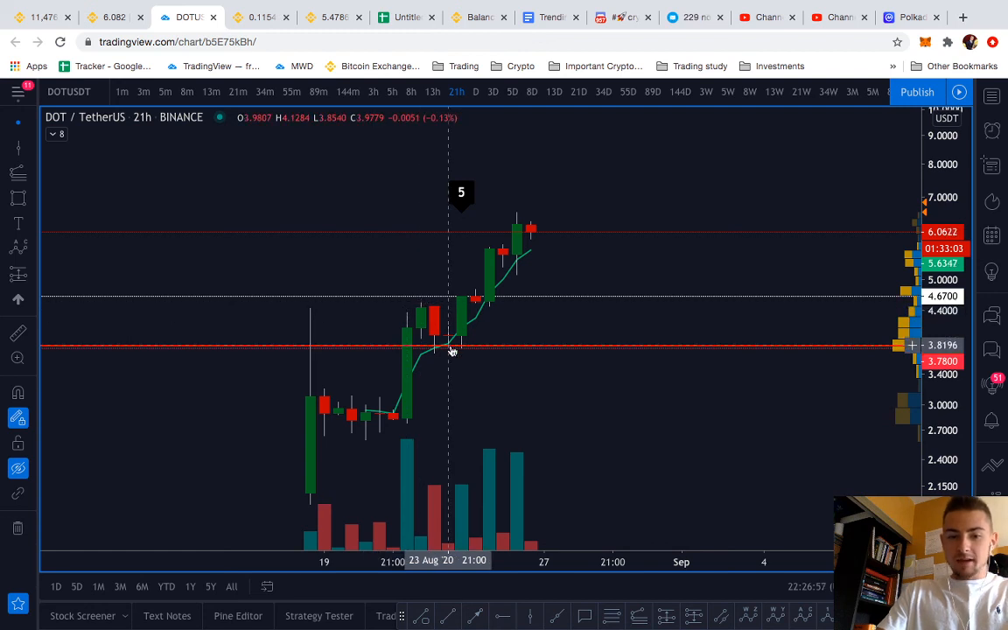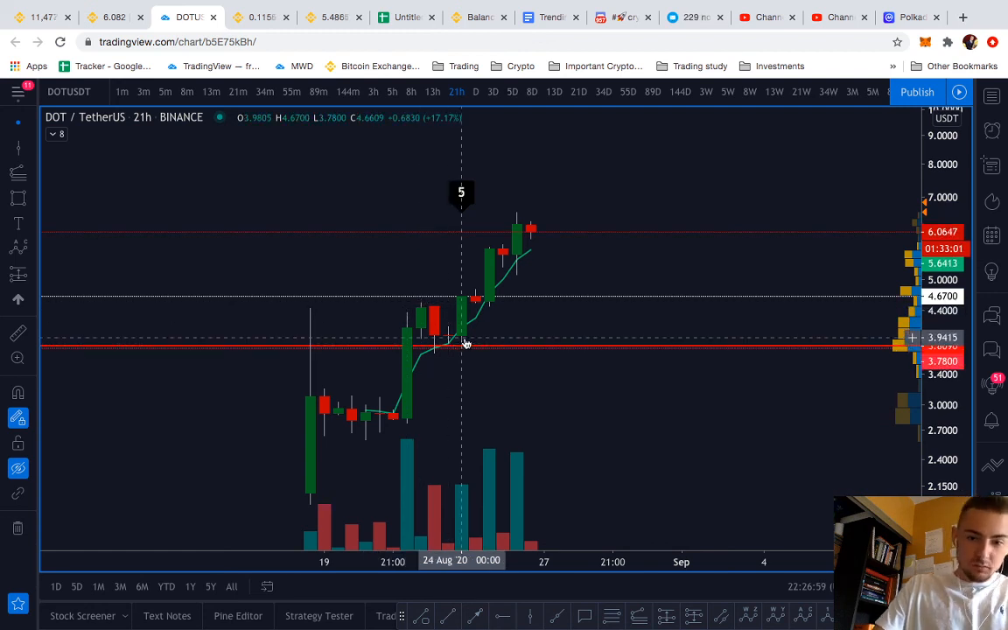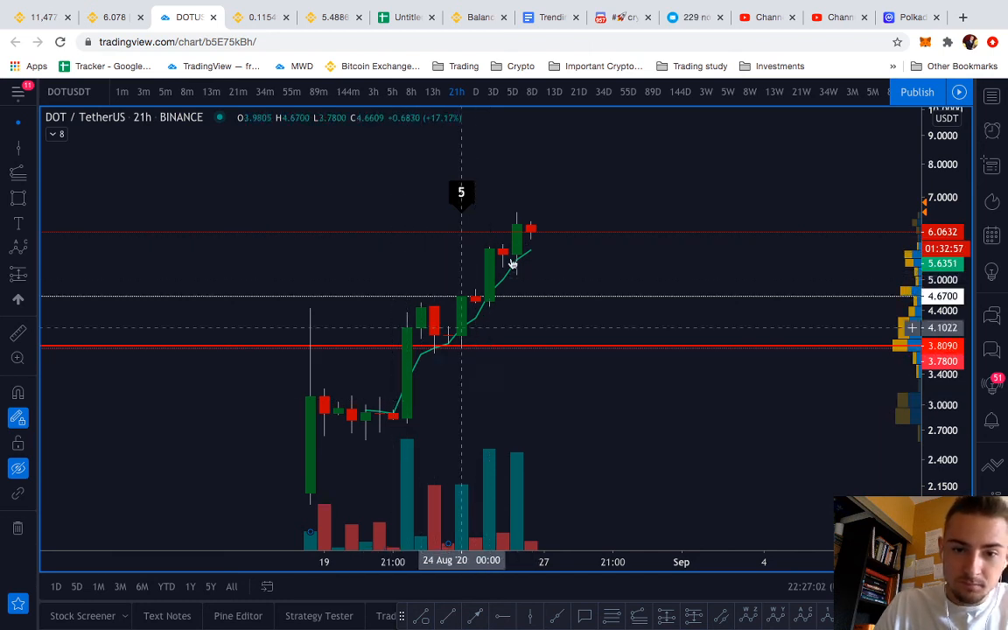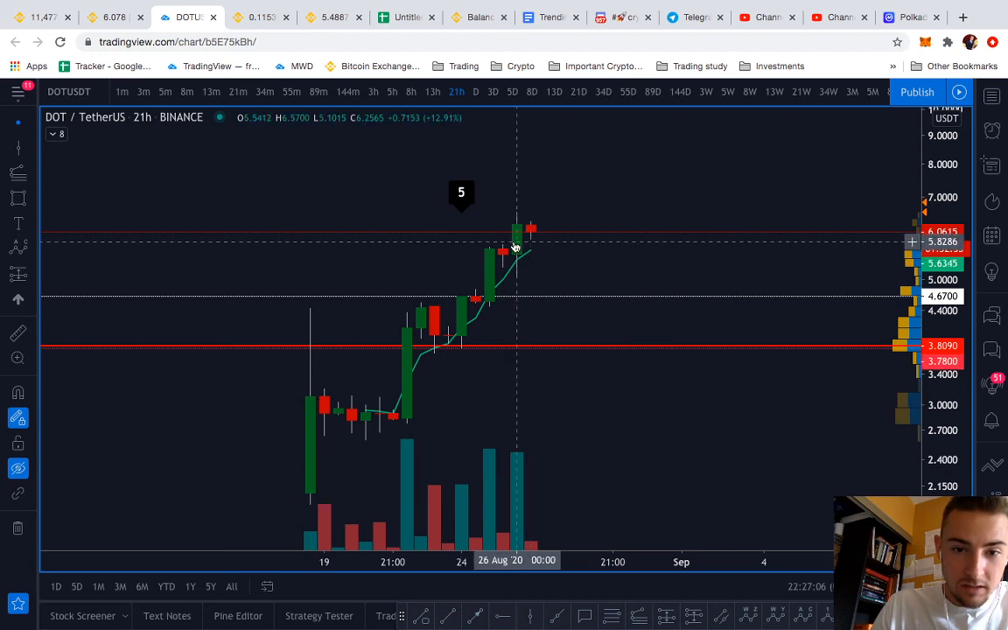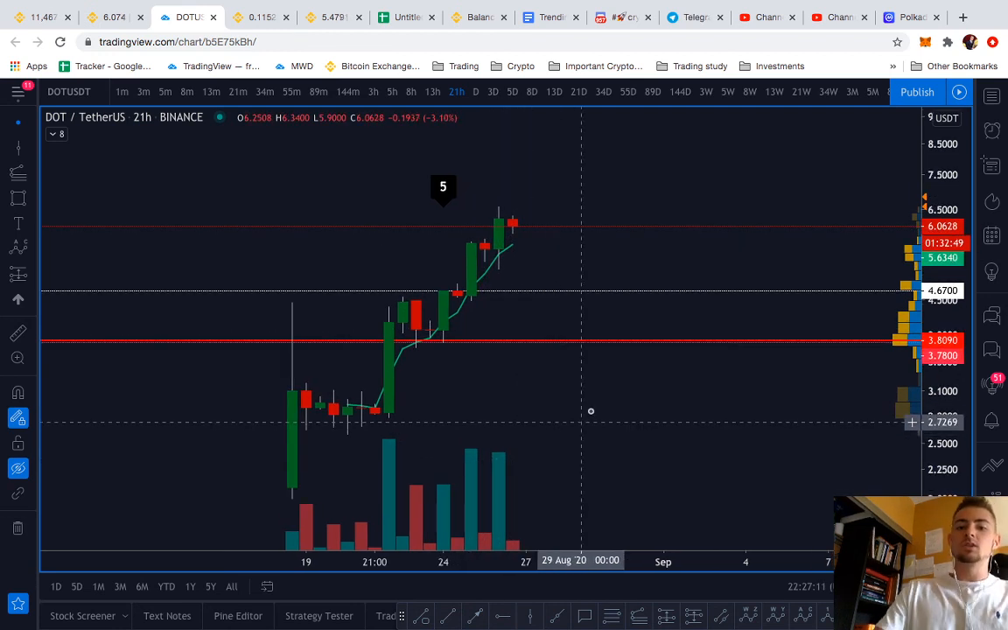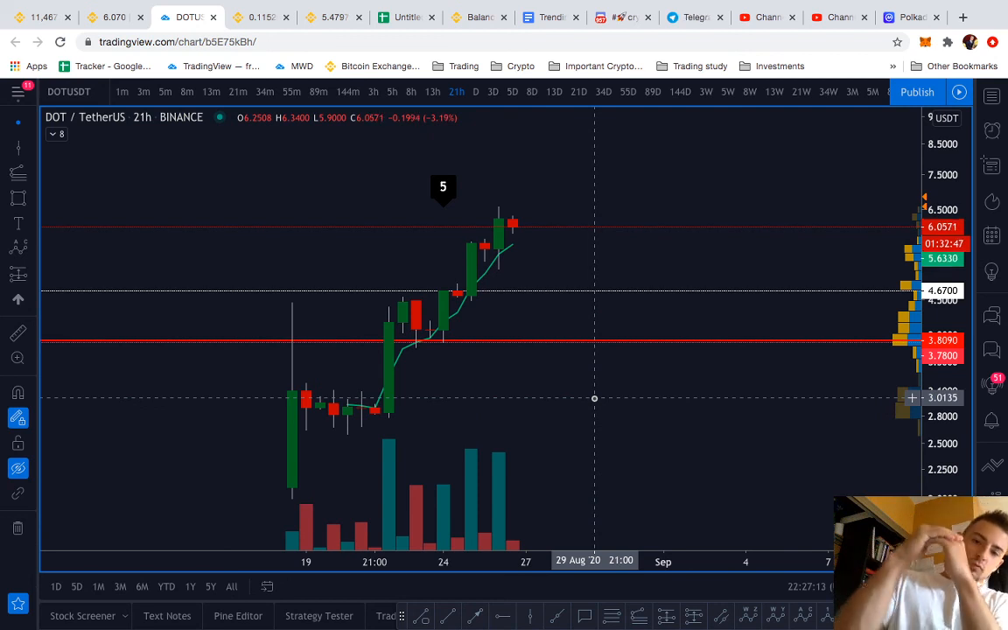Okay, we pulled back, and then we came up. Look at this candle, it's smaller than this one. It's a smaller candle but the same volume. Look at this one, even smaller than this one with the same volume. So that basically tells you that we're about to get a squeeze either to the upside or the downside. But if it's going to be to the upside, we're going to have to continue buying.